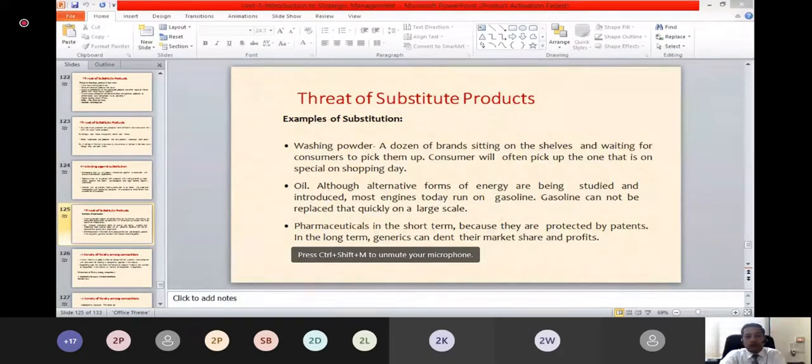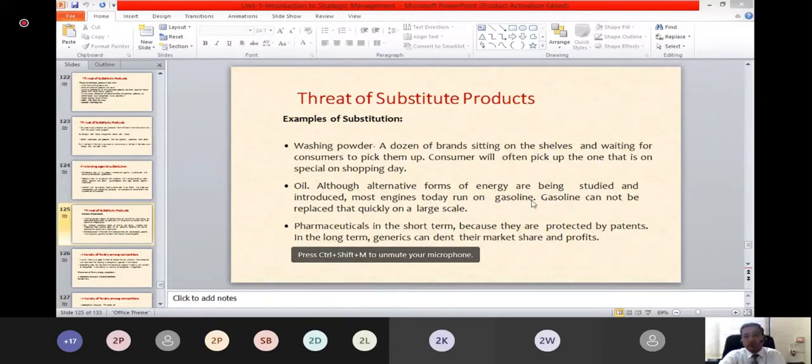So wherever there is a special display of a particular product, or maybe discounts on that product, or strong branding, customers will be able to pick up that particular brand. So that is one example. Another example is oil.